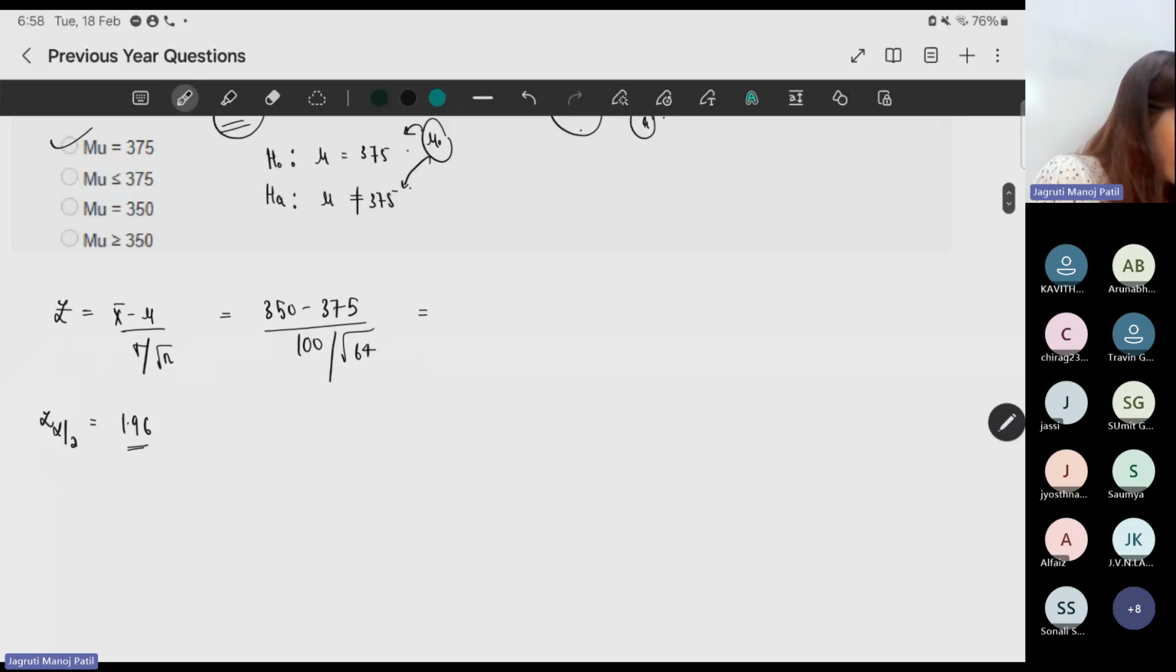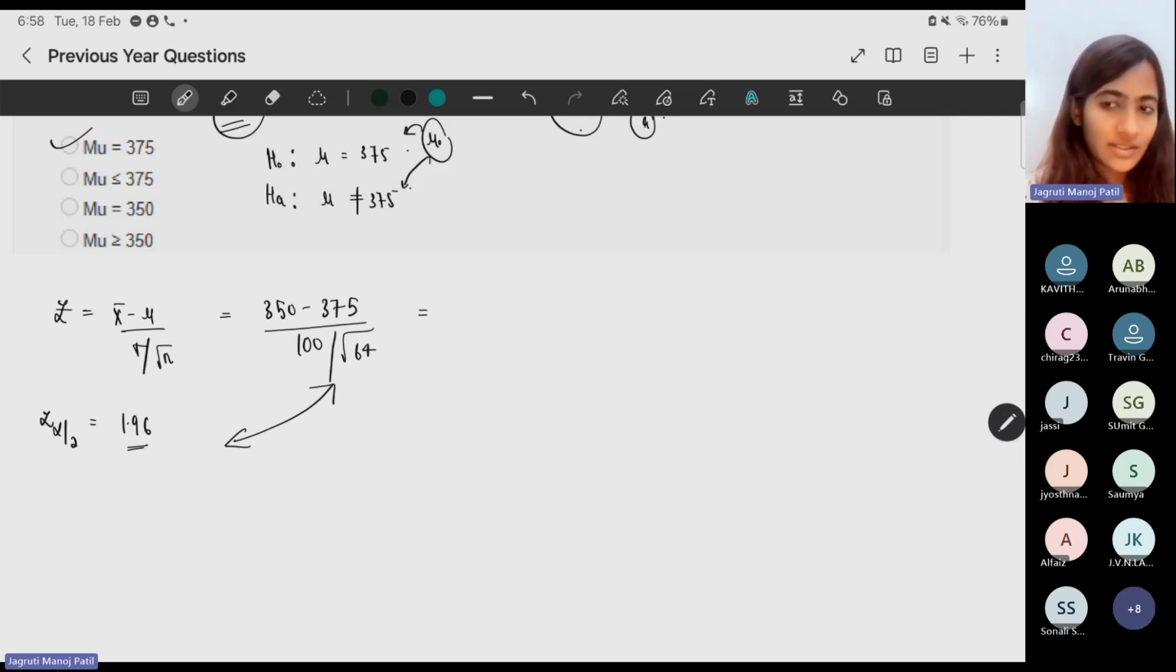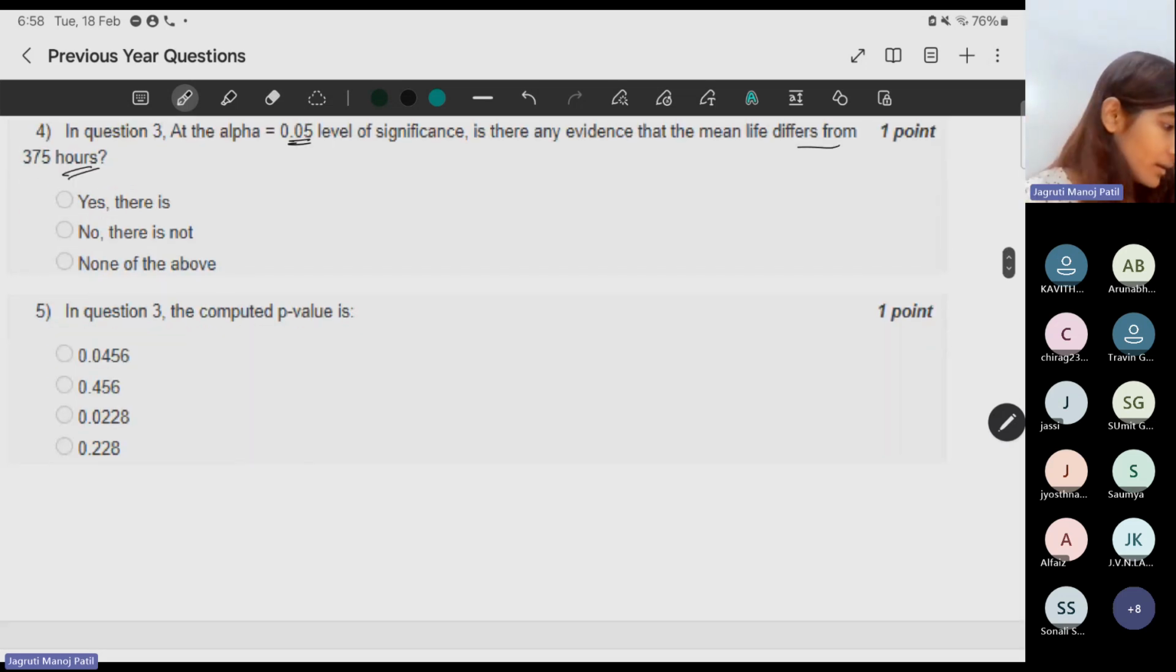Then what will you do? You'll just compare whether your Z value is greater than this particular critical value or not. If it is, then we'll reject the null hypothesis. If it's not, we say there's no difference. Accordingly, the result will come.